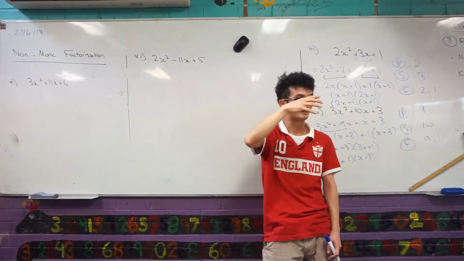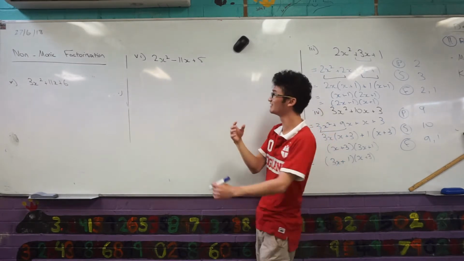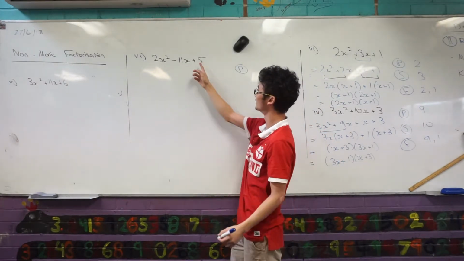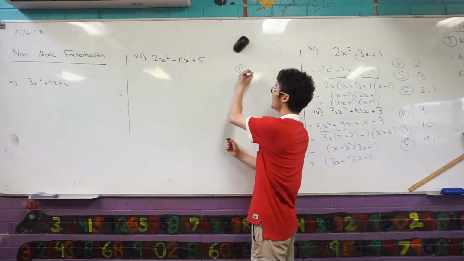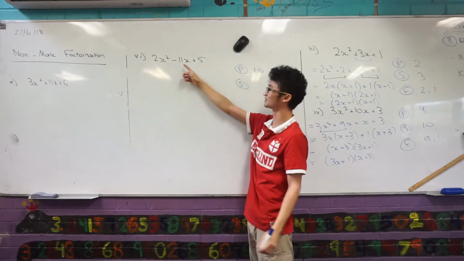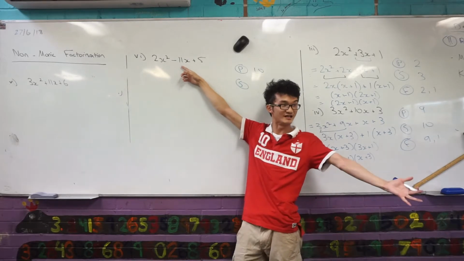Okay, so I need to go to that PSF method, which is slightly different. I'm looking for the product between the first and last now. So 2 times 5, which is just 10. My sum is just the one in the middle. Be careful because there can be negatives.